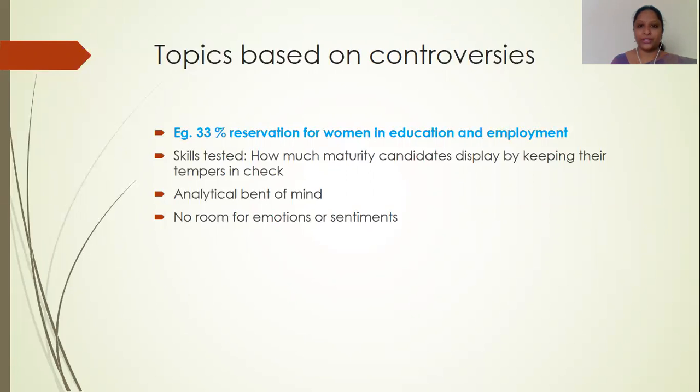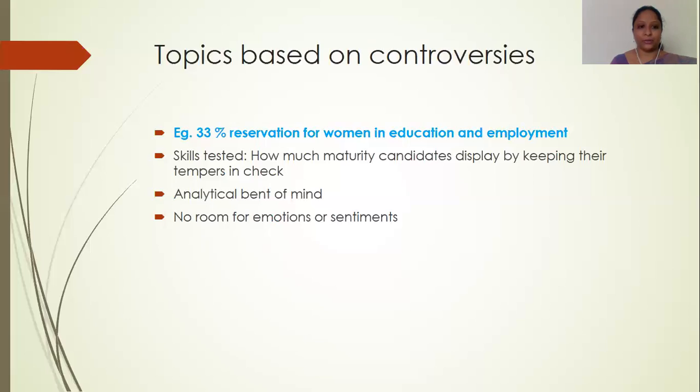So it is controversial. That is why they want to know what your opinions are on that particular topic, but nothing is right or wrong. It is just your opinion. When we discuss the pros and cons of a topic, we can understand the realities behind it. That is the reason why controversial topics are also given.